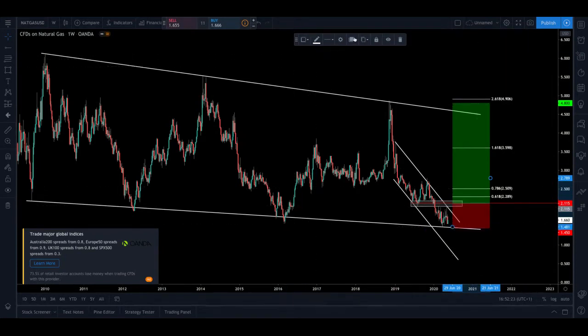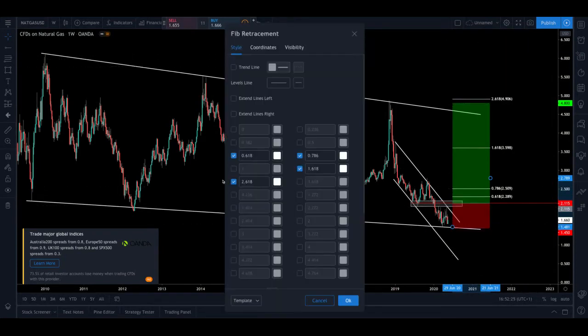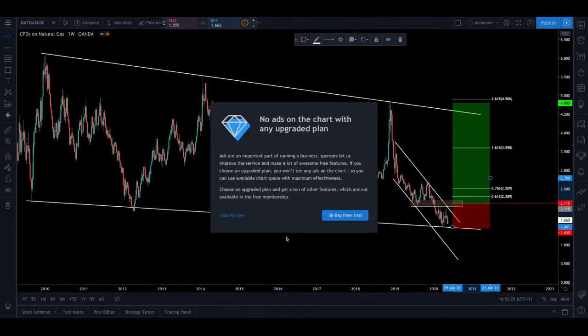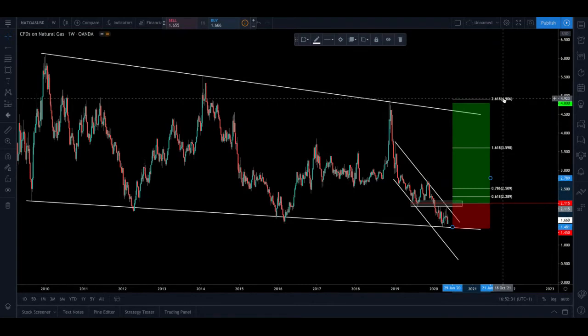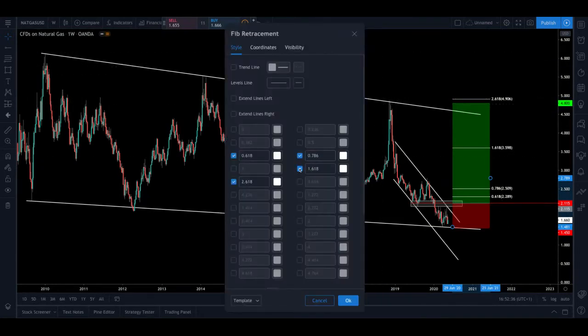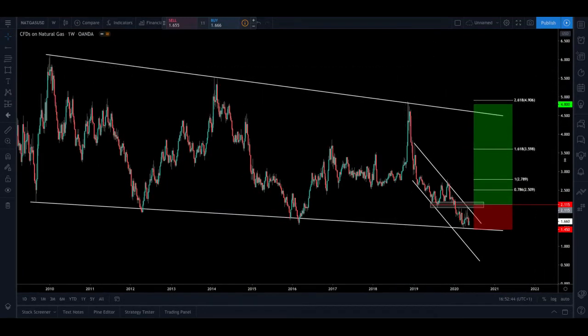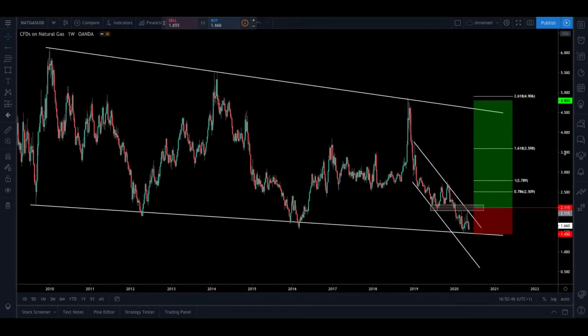And we'll get this and remove this. Right, so we'll replace the 0.786 and the 0.618 with the 1, like so. So this is my trade idea for natural gas USD with an entry at 2.115.